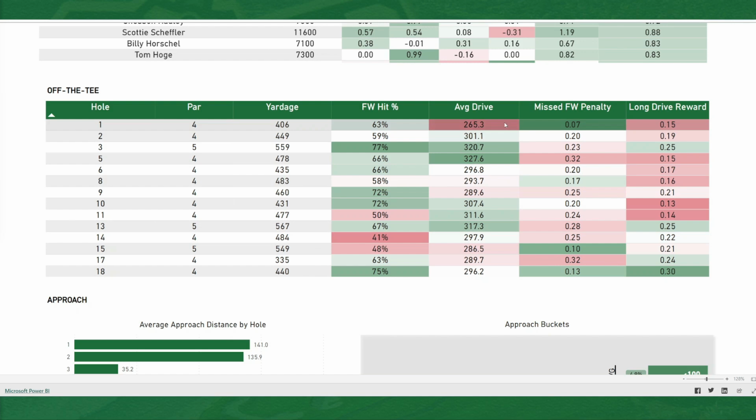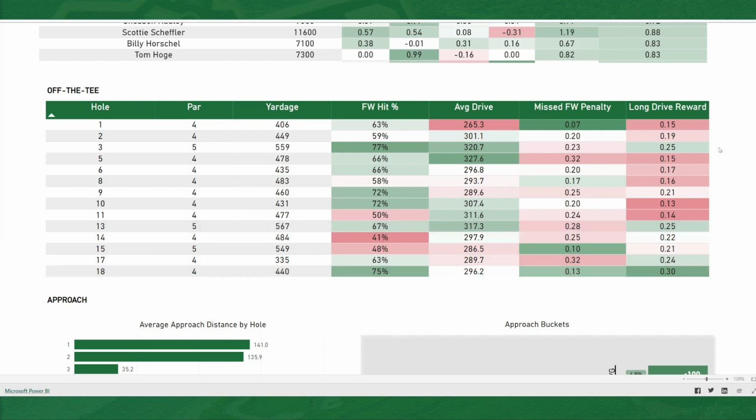You'll also note how many driver holes there are. Number 1 is not a hole where a lot of guys hit driver. Average drive is only 265. You'll see holes number 3 and 5, 10, 11, 13. That's where it's really being uncorked. And that's where driver is being pulled most frequently.